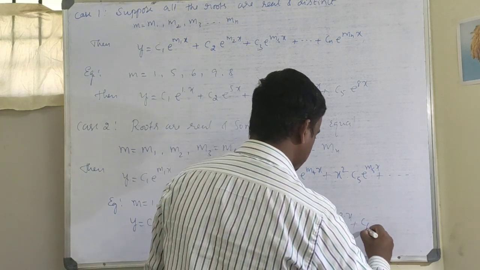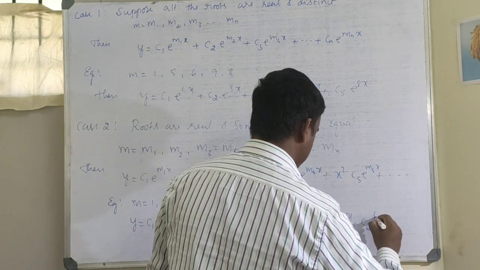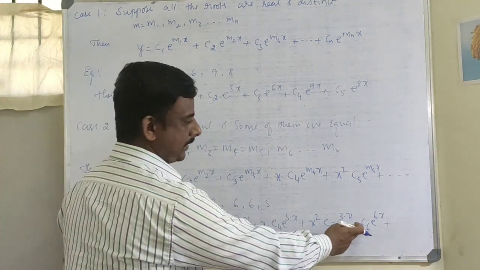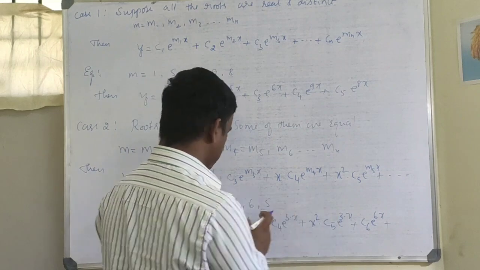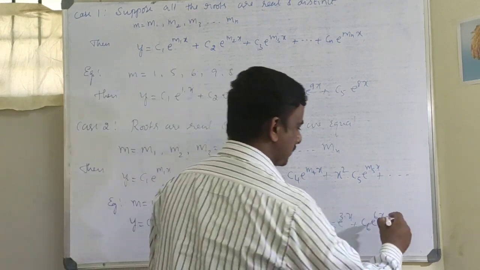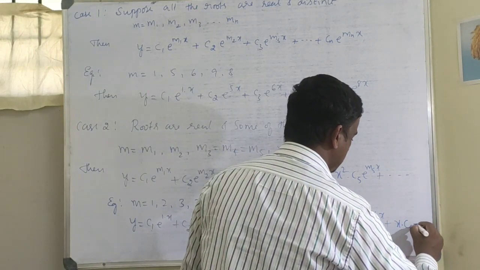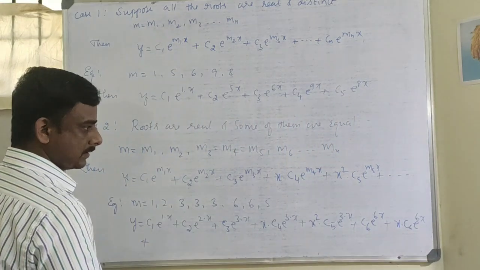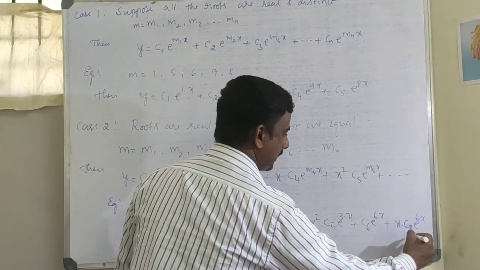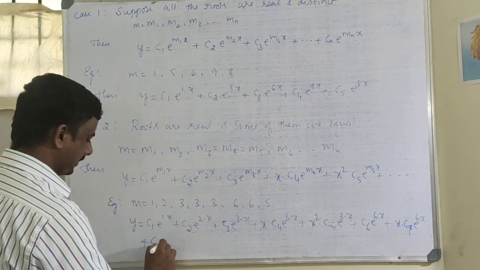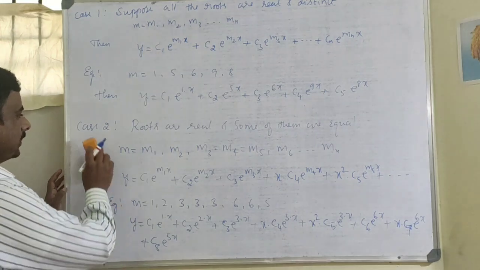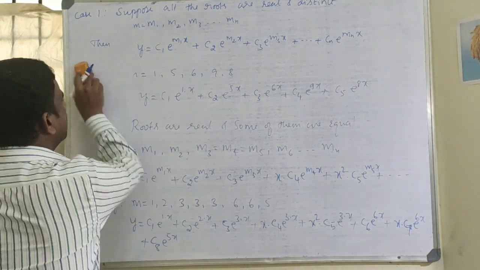c6 e power 6x. Since 6 is not a repetition of previous root, so no need to multiply x here. Next, this one is the repetition of the previous root, x into c6 e power 6x plus c7, it is c8 e power 5 into x. So that is the way of writing the solution in the case of real numbers.